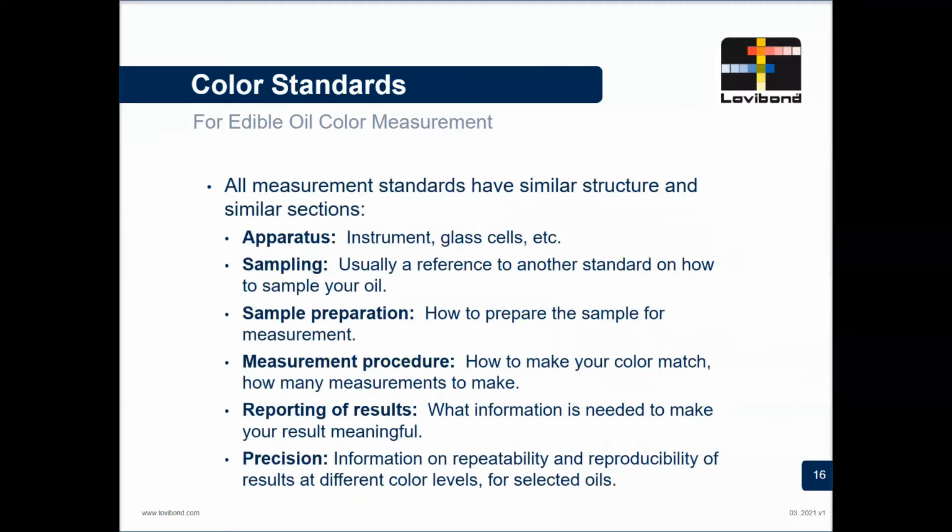So what is the structure of these standards? Well, they're all very similar in their structure. There's some sort of apparatus. What instrument do I need? What glass cells do I need? What filtering equipment? Do I need an oven to heat my sample? And then there's something about sampling, usually a reference to some other standard. How do I take a proper sample from my barrel of oil or from what's coming out of my refinery in my refining process? How do I get a sample that's representative of the whole batch, basically?